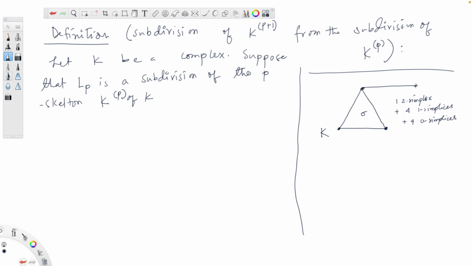Okay, this is our K. Now, what is the one skeleton of this complex K? K1 is the union of all the one simplices here and all the zero simplices. So it consists of the boundary of the triangle and this one simplex. That is the one skeleton.